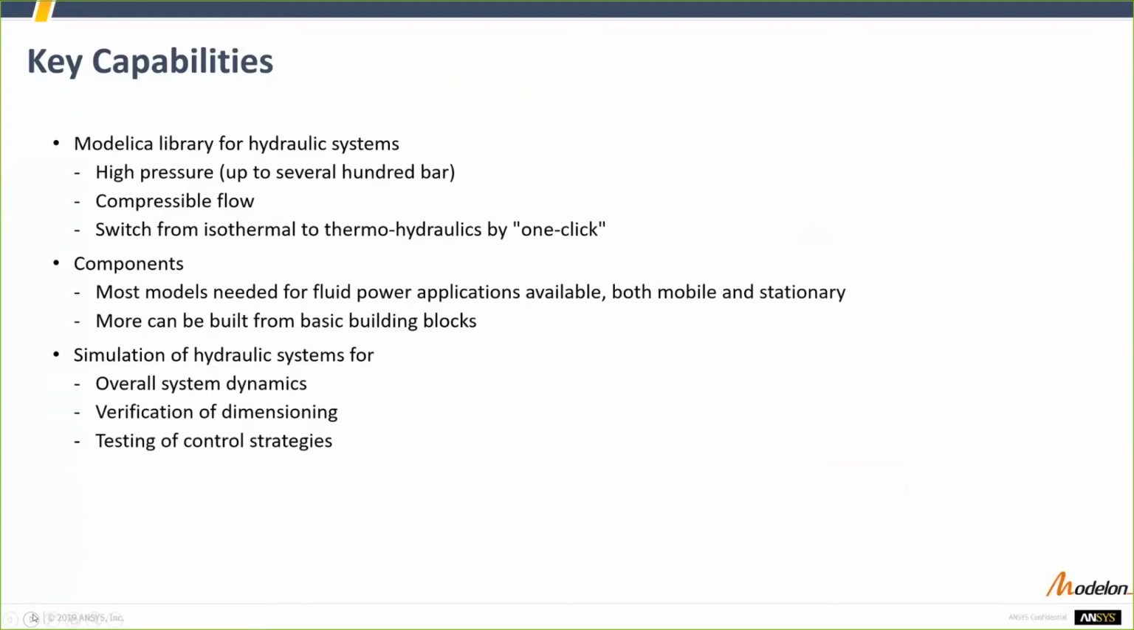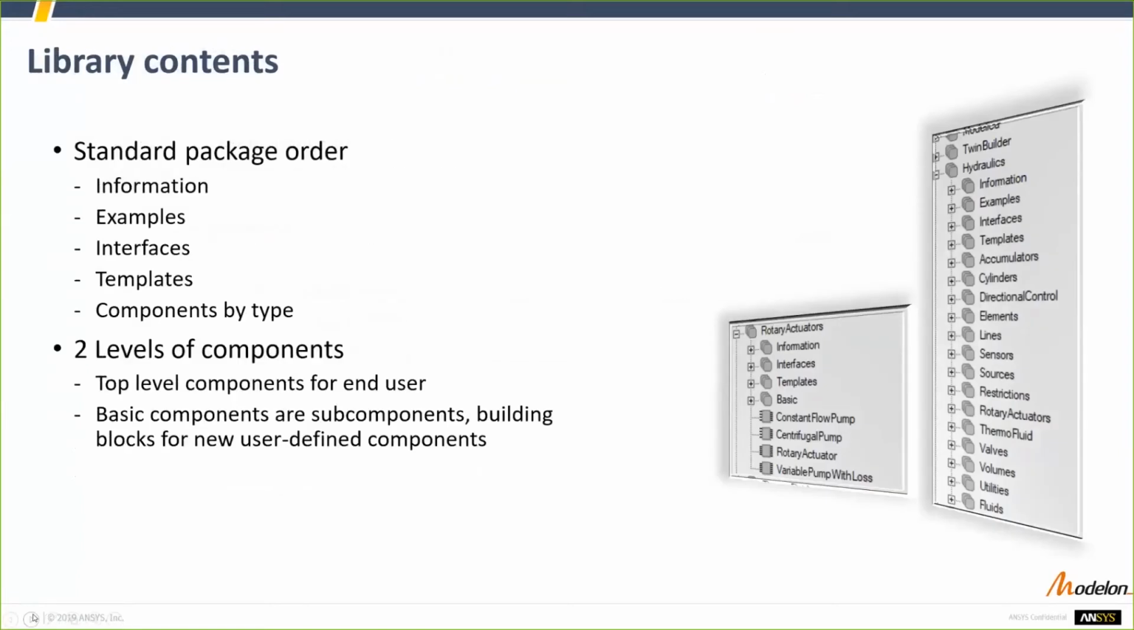It's well suited for many applications. I listed here a few, and at the end of this slide, we also see other applications. We have a standard package order, which includes information, which is the documentation of the library, some examples, interfaces, and templates that you can use to build your own model. And components by type. So you see here information, examples, interfaces, templates, and then components, actually accumulator, cylinders, many components.